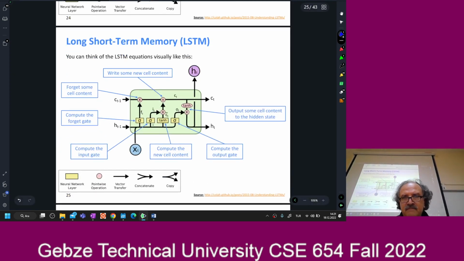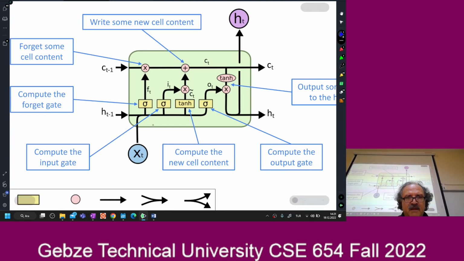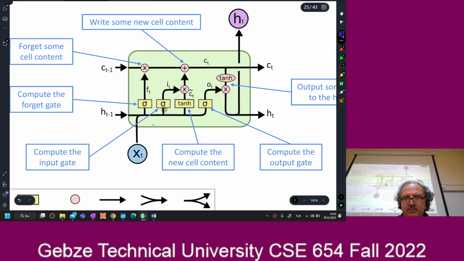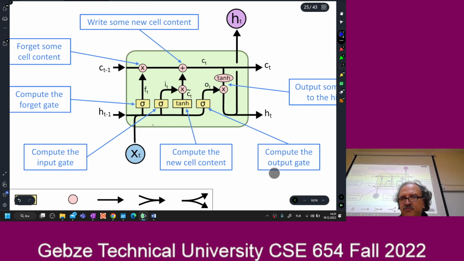Maybe I should have done it this way. This is the forget gate, this is the input gate, compute the new cell content, compute the output gate. See, one weight set here, one weight set there, so four new weight sets. Previously we had only what? Previously we had only which one?